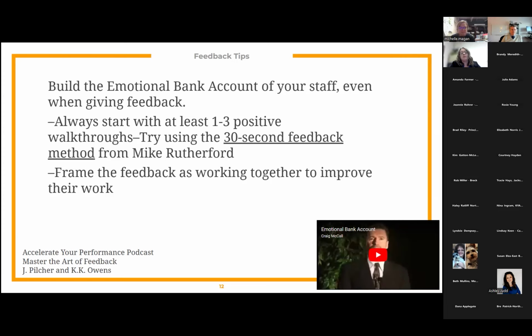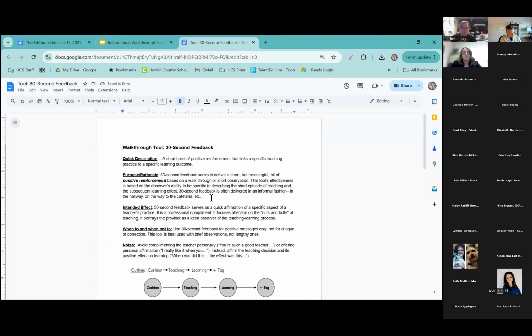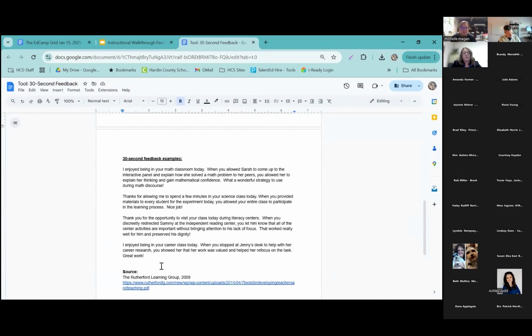So we always want to start the year off, and I typically would do this at the beginning of the school year and then right again after winter break, is try to go through every classroom in the school and give everybody at least one positive walkthrough. Find something going well in their classroom, and we use the 30-second feedback method from Mr. Rutherford. And if you've never seen that method before, this link right here will take you to a quick little description of what that looks like. And then it has some examples down here of 30-second feedback that you could see in a classroom.